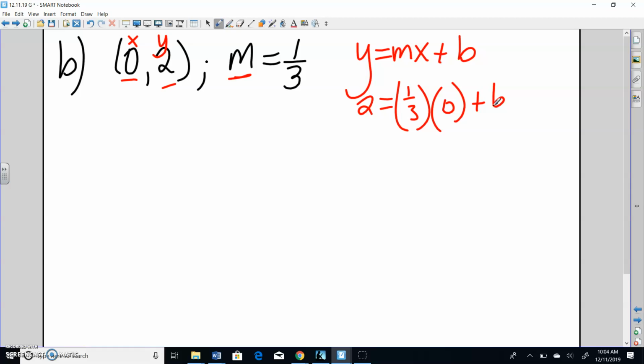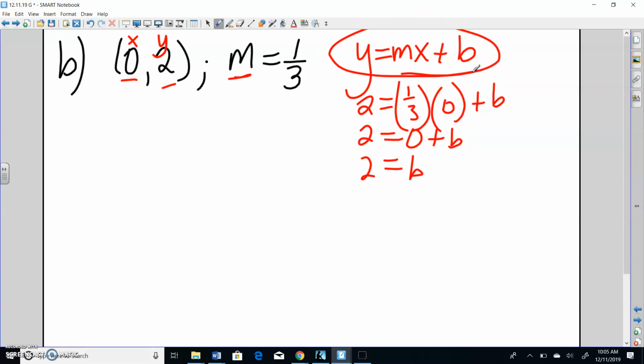1/3 times 0 is 0. So 2 equals 0 plus b. 0 plus b is just b. b equals 2. So we come back to this equation. We're going to plug in the value for b, which is the y-intercept, and the value for m, which is the slope, to have our final equation, y equals 1/3 x plus 2.